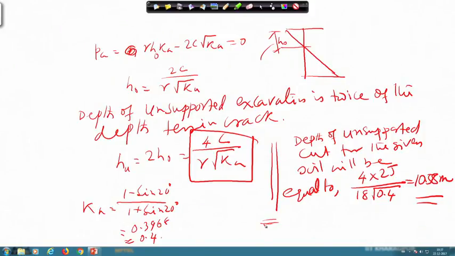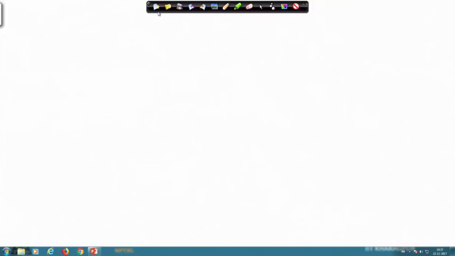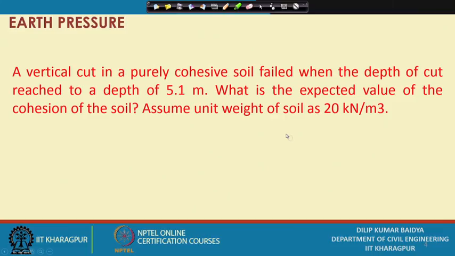This happens also in the field, so we apply this type of thing frequently in applications. So, this is the second problem. Let us go to the last application, which is again very simple.